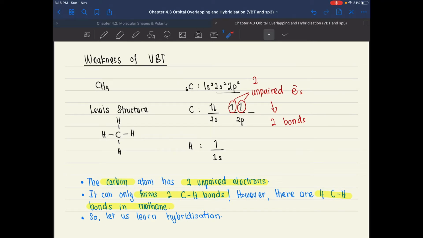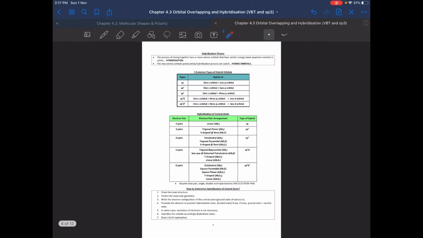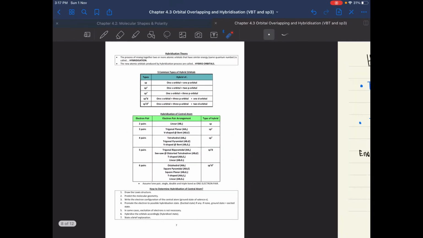So this is the reason why we need to learn hybridization. Because according to valence bond theory, we cannot form CH4, we can only form CH2, whereas CH4 does exist. So to explain the presence of CH4, we need to use hybridization theory. But not just CH4, actually there are many other molecules that cannot be explained by valence bond theory. You can read the notes over here, exactly the same as I explained to you. So let us learn about hybridization theory.